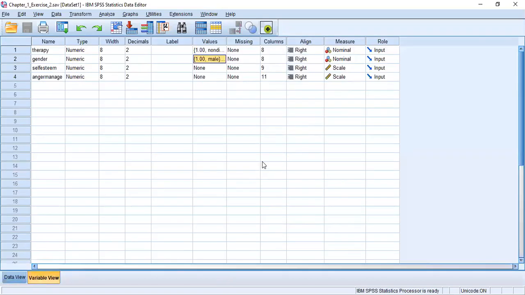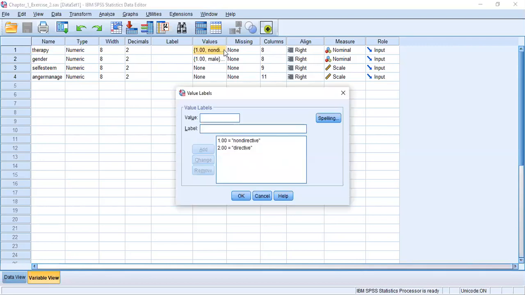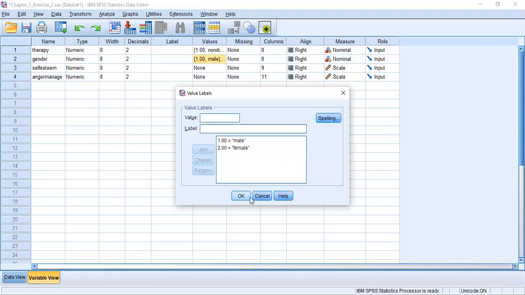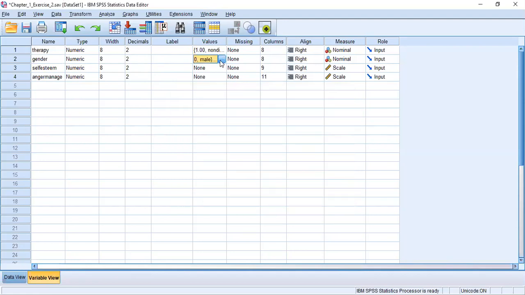Now moving to variable view, where we have already created the variables. Therapy is there, and the values are 1 is non-directive, 2 is directive type of therapy which we are going for. If you look at the measure here, it is nominal. Therapy is a category variable, because we have categorized it into non-directive and directive therapies. Gender similarly has 1 as male and 2 as female, and again it is a category variable with 2 categories, male and female, and the scale is nominal.